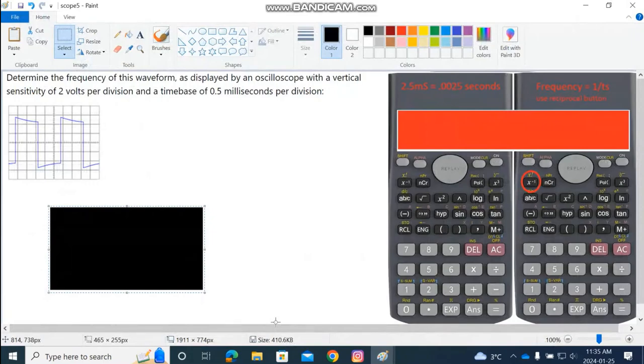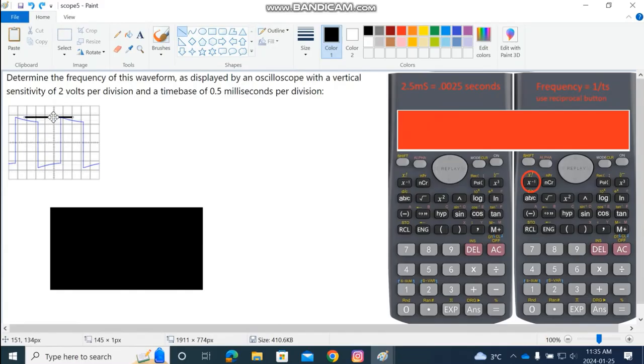Okay, frequency. Determine the frequency of the waveform as displayed by an oscilloscope with a vertical sensitivity of 2 volts per division and a time base of 0.5 milliseconds per division. So if we look at this, this is my 0 point, right? That's my 0 point. Right there. So we've got an equal, sine waves are equal.